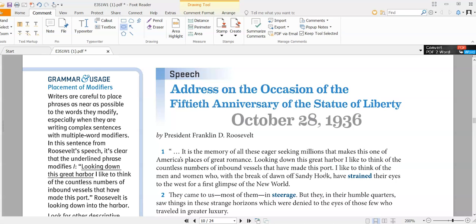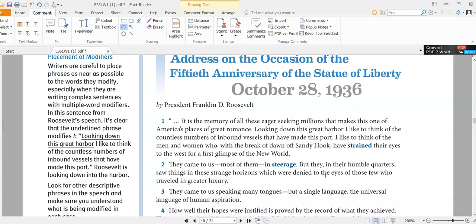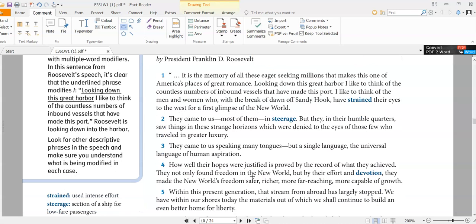made this port. I like to think of the men and women who, with the break of dawn off Sandy Hook, have strained their eyes to the west for the first glimpse of the new world. They came to us, most of them in steerage, but they, in their humble quarters, saw things in these strange horizons, which were denied to the eyes of those few who traveled in greater luxury. They came to us speaking many tongues, but a single language, the universal language of human aspiration.